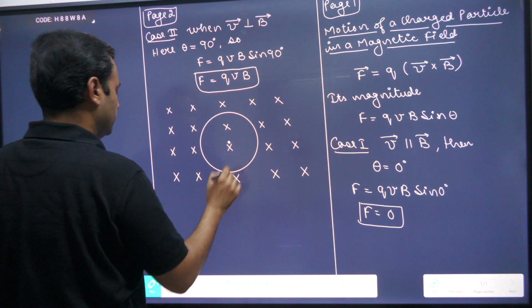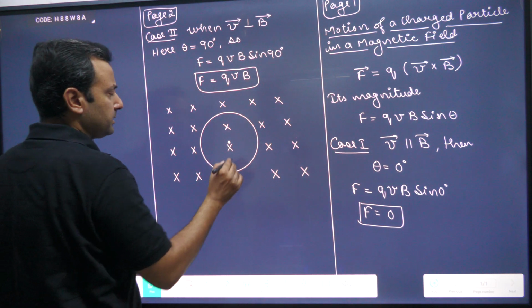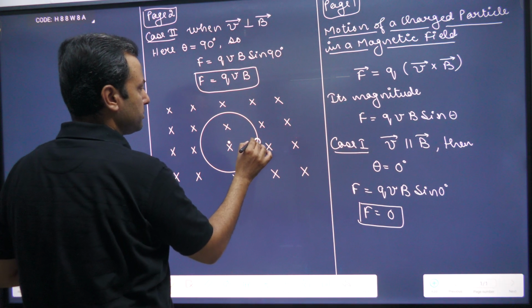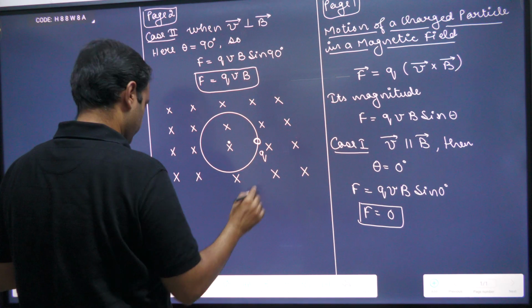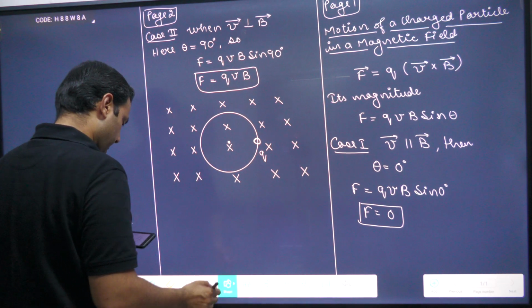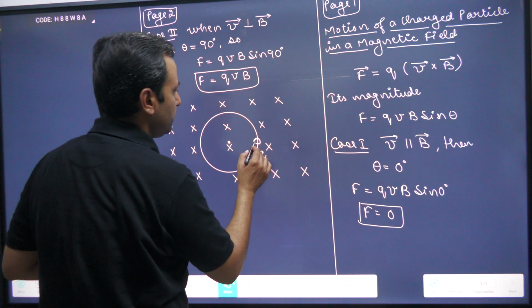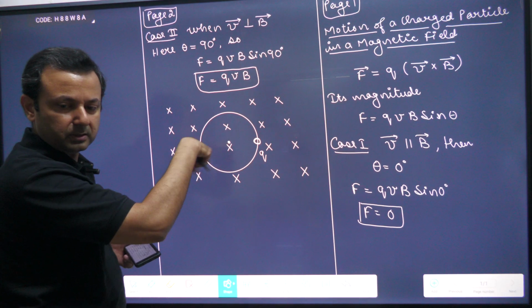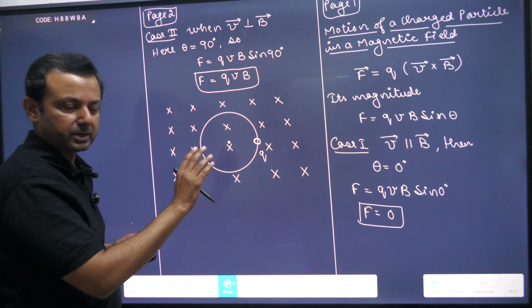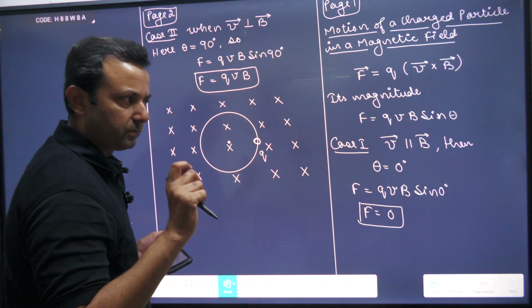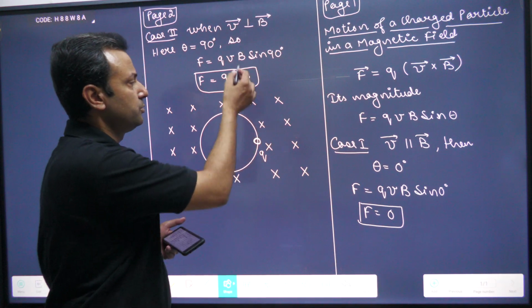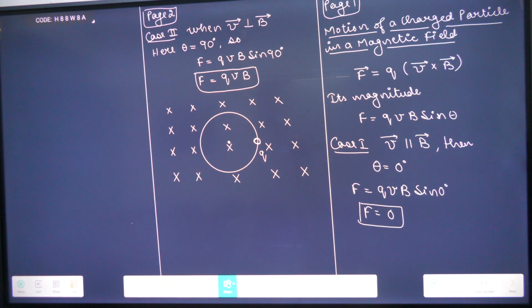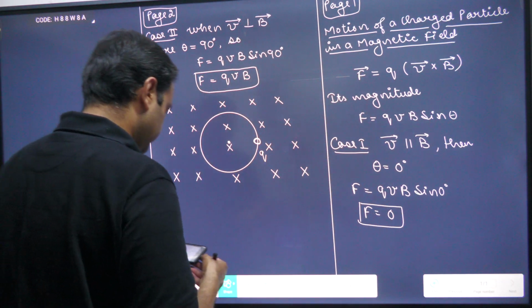This is the center of this circle, and consider that there is a small charge q here, and this q is going in this direction. Suppose that q is going in the upward direction, and it is not moving in this circular direction. I will talk about this circle later on, but first of all, let us consider that this small charge q is moving in the upward direction. So what will happen, just see.